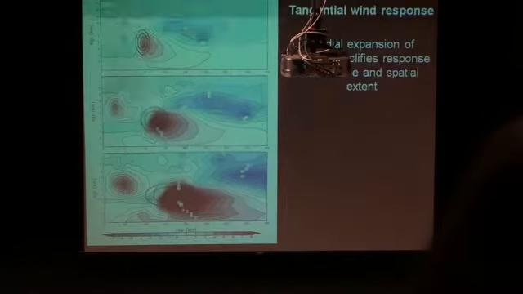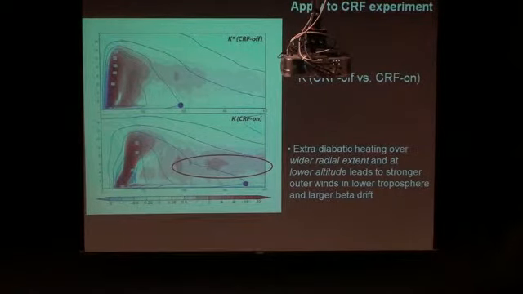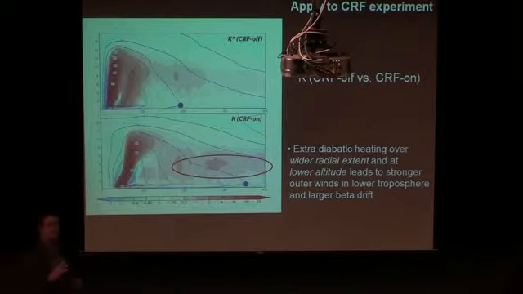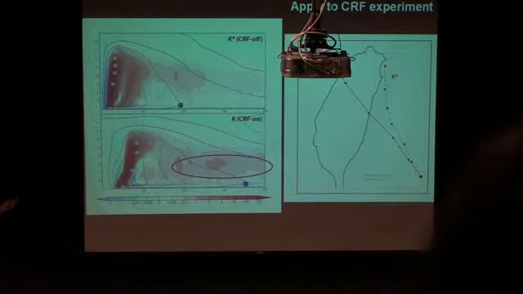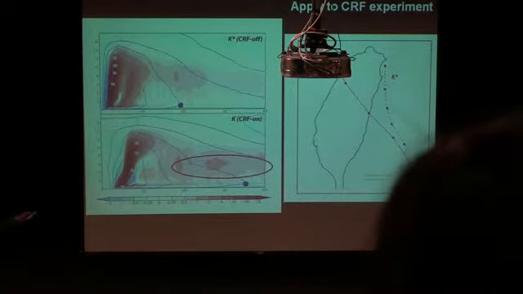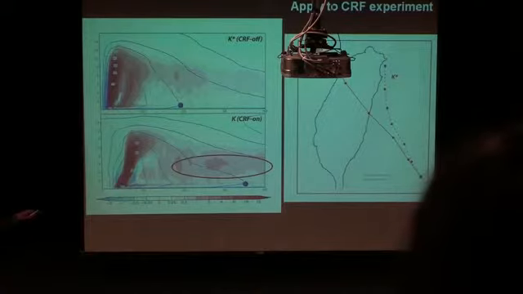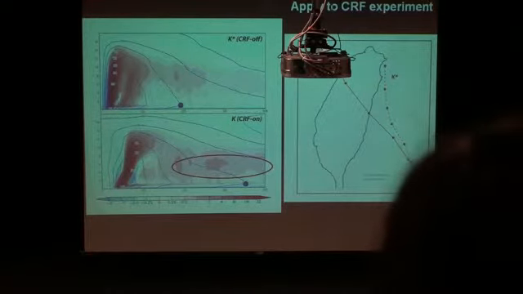So basically, my argument here is that what's happening is with more cloud radiative feedback, there's more diabatic heating at large radius, and that is changing the tangential winds, and that is influencing the track. Okay? And so basically what I'm comparing here are diabatic heating fields and tangential winds for two cases represented by the tracks on the right-hand side.